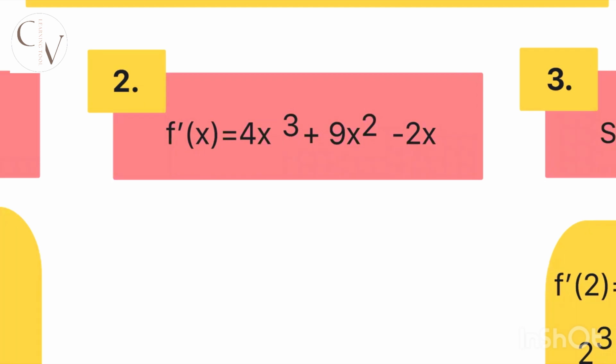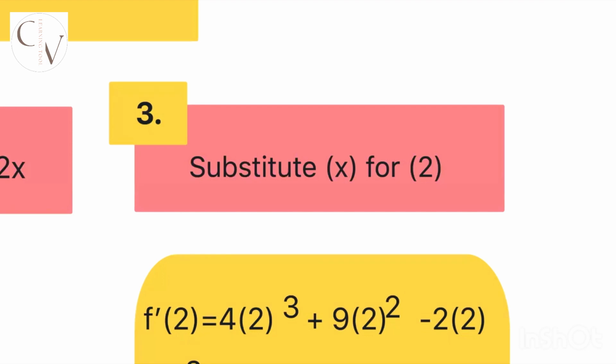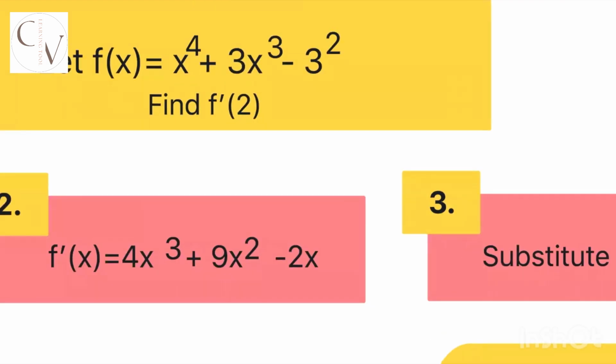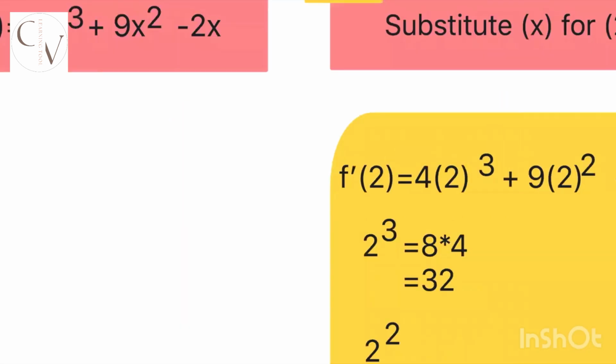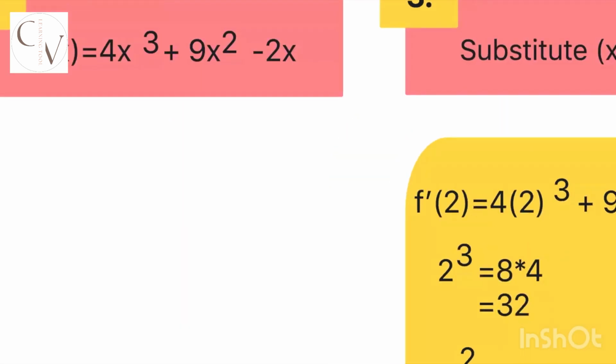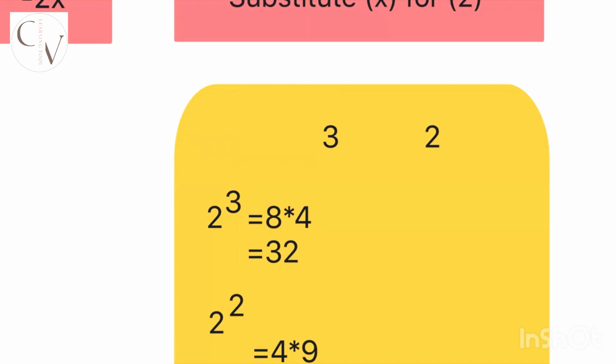So now that we found the f prime of this function, which is 4x to the third power plus 9x to the second power minus 2x, we need to substitute the x in the function for 2, just like in the instructions. So the only thing that we need to do here is to substitute all the x we have in our f prime function. So we substitute x right here where it's 2. We substitute here in the 9 and in the 2.